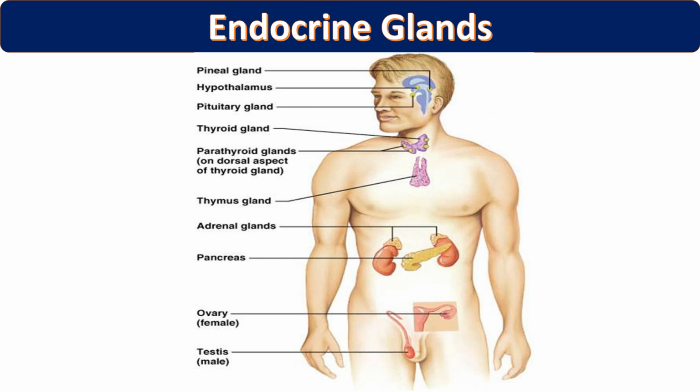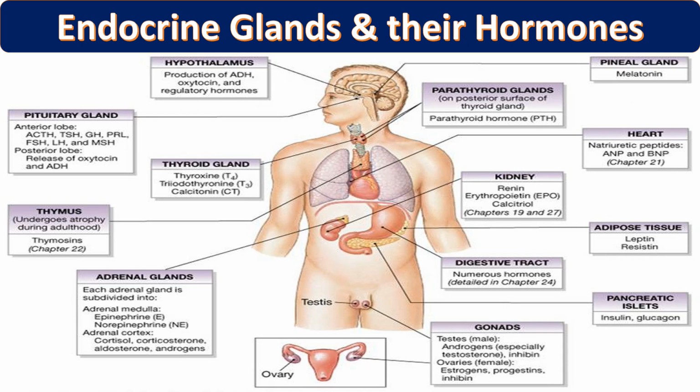Kidney also produces some of the hormones. And here we are going to see the important hormones produced by these important endocrine systems. Like pineal gland is going to produce melatonin, whereas hypothalamus produces ADH, antidiuretic hormone, oxytocin, and some other regulatory hormones. Similarly, pituitary gland has different lobes. We will talk in detail, that is anterior lobe and posterior lobe.